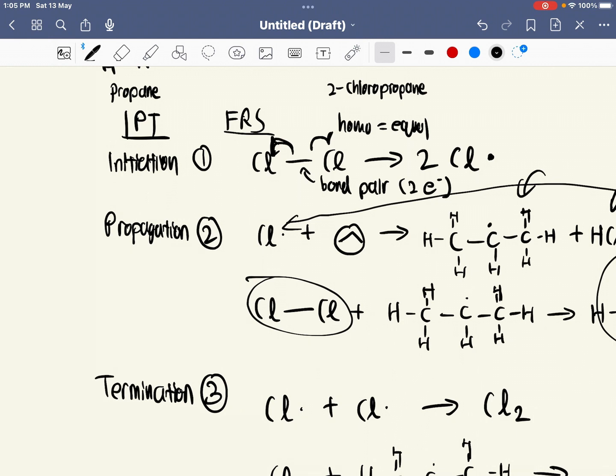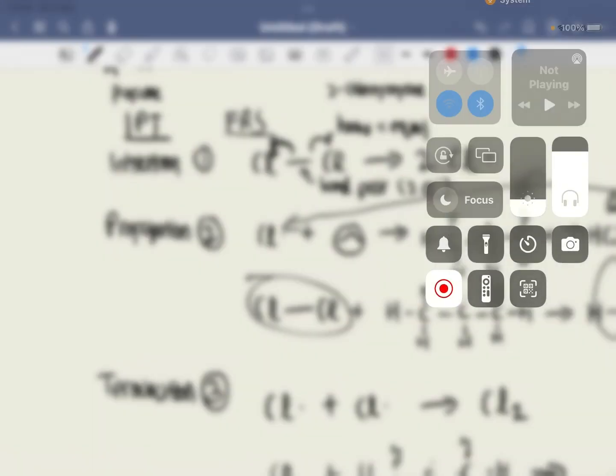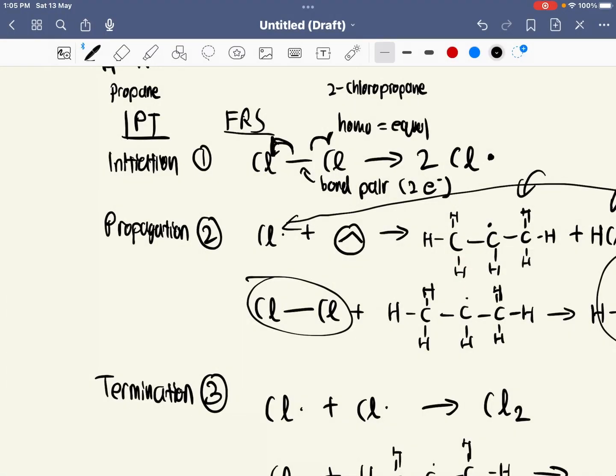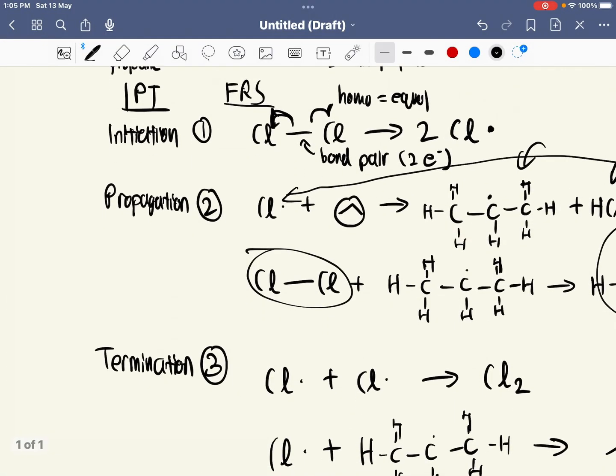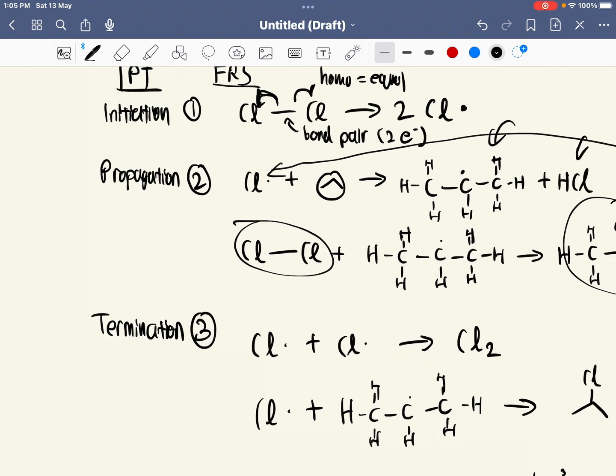So we have IPT. So we have initiation, propagation, and termination. So there are 3 steps to this reaction.